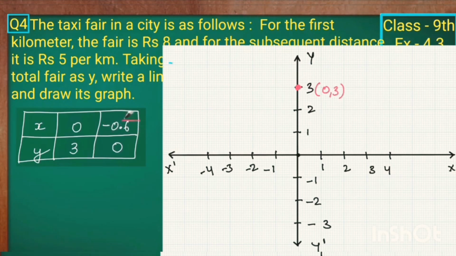Now let's find out the second solution. The second solution is minus 0.6 comma 0. First mention the point 0 on the y axis and minus 0.6 on the negative side of the x axis. This minus 0.6 is between 0 and minus 1. So this is the point minus 0.6 comma 0. Now let's join both points, 0 comma 3 and minus 0.6 comma 0. Just draw a straight line. Students, you should use a scale while drawing this straight line.